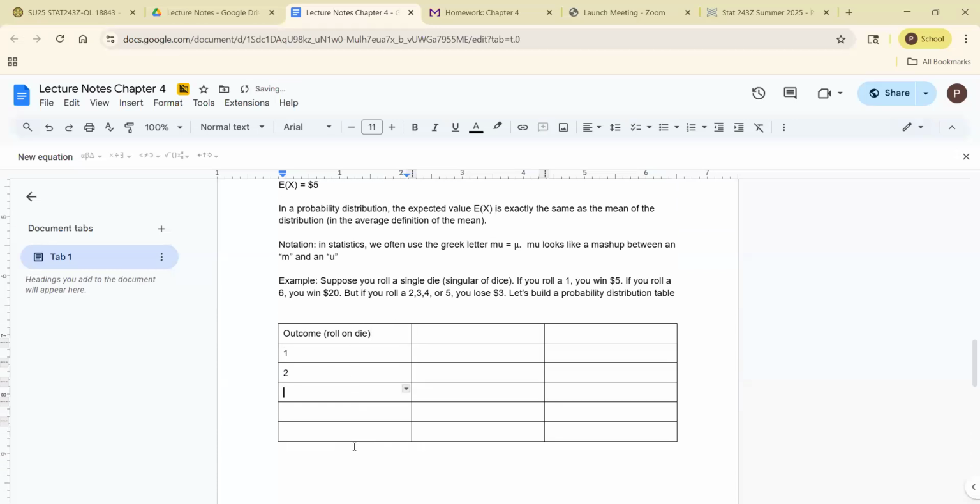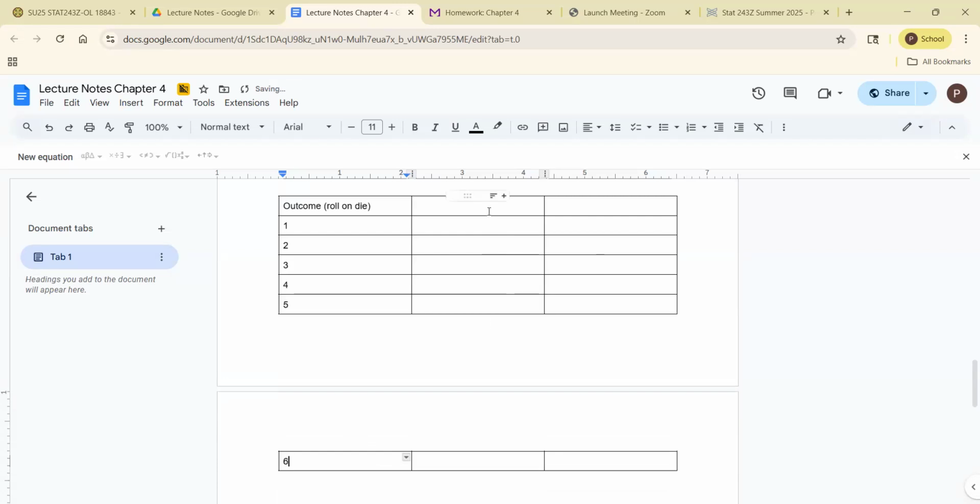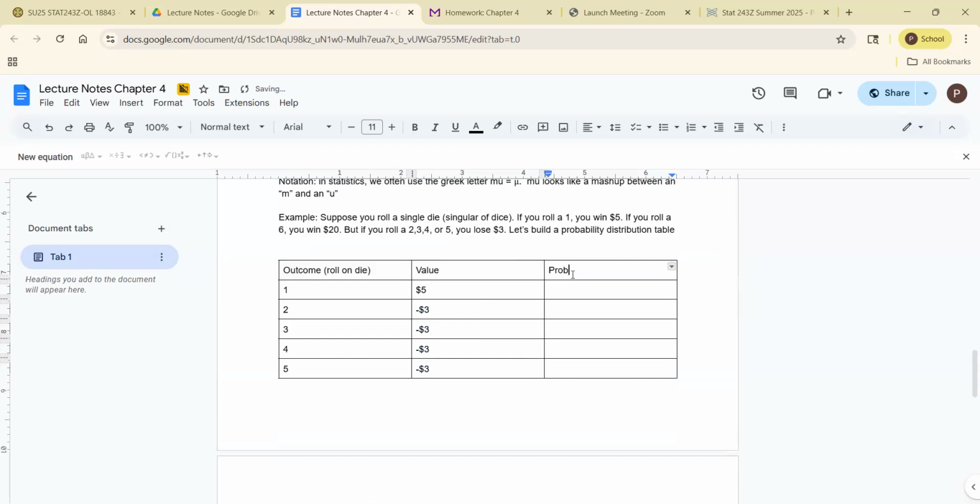Which are 1, 2, 3, 4, 5, or 6. The value, we got $5 for a 1, $20 for a 6, and losing $3 is negative $3 for a 2, a 3, a 4, or a 5. Now the probability, as long as it's a fair die, is going to be 1/6 for each of those, which is about 0.167.